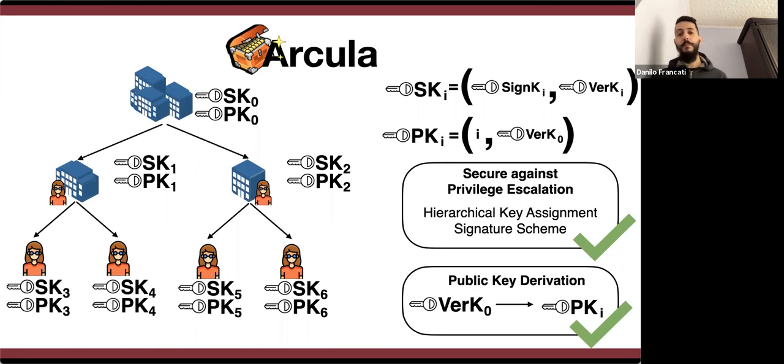And also we have a public key derivation, because by just publishing the verification key of the root node, we can generate every public key, because the only thing you have to do is append the alphanumeric string, the identifier of the user.